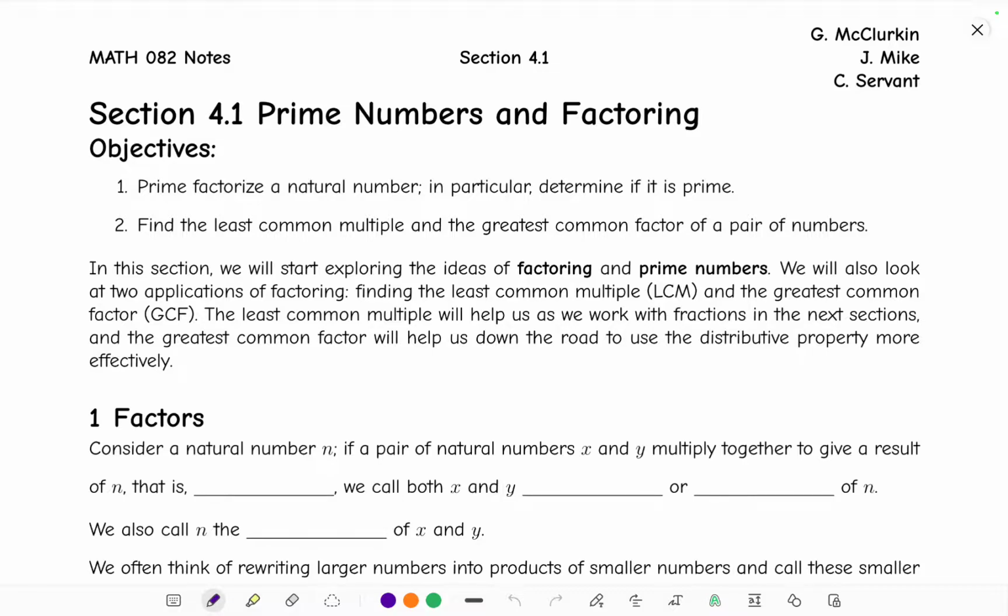In this section we will start exploring the ideas of factoring and prime numbers. We will also look into two applications of factoring, finding the least common multiple, LCM, and the greatest common factor, GCF. The least common multiple will help us as we work with fractions in the next sections, and the greatest common factor will help us down the road to use the distributive property more effectively.